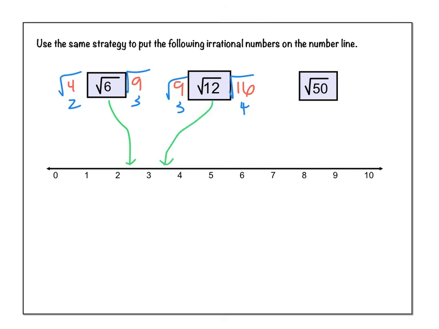And then the last example, the square root of 50, that's closest to 49 and 64. So the square root of 50 would be in between the square root of 49 and the square root of 64, which is 7 and 8. Definitely closer to 7 though, since 50 is so close to 49. So if I wanted to get fancy, I could put it closer to 7 rather than somewhere in the middle.